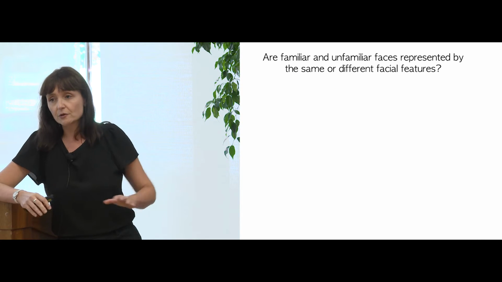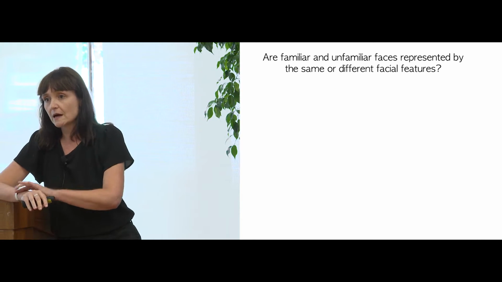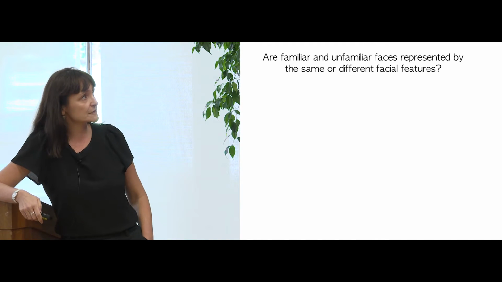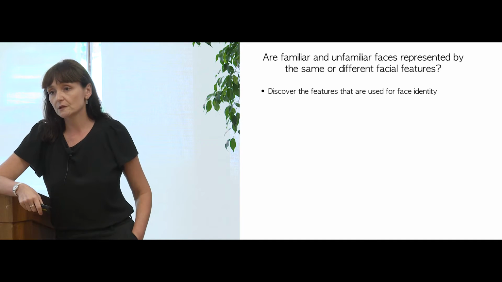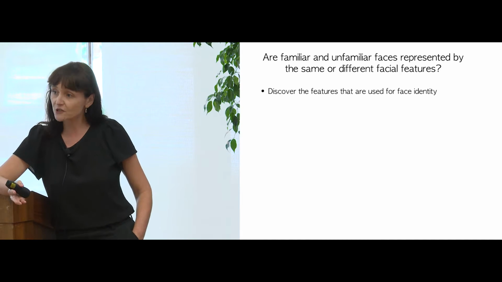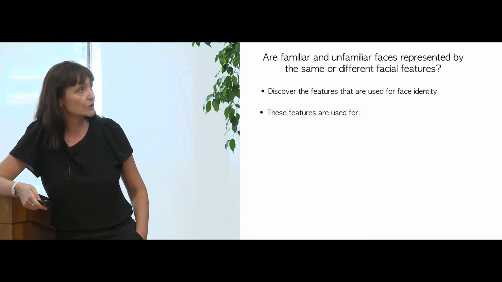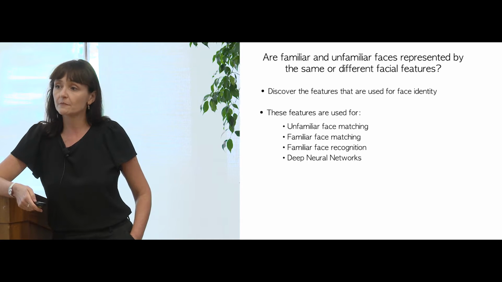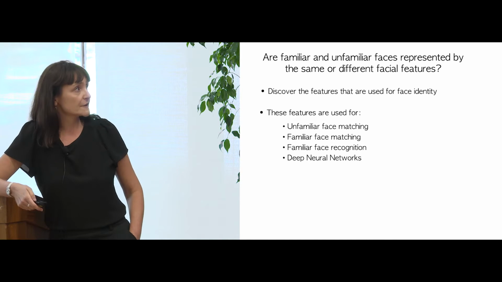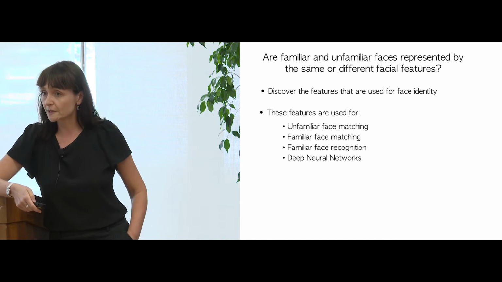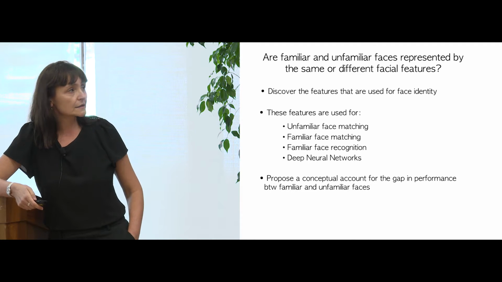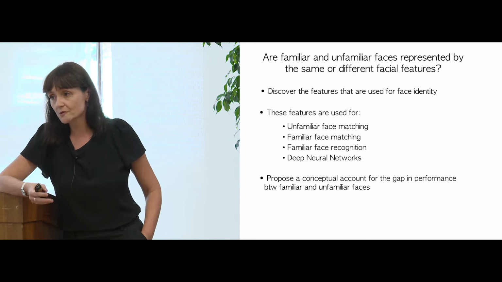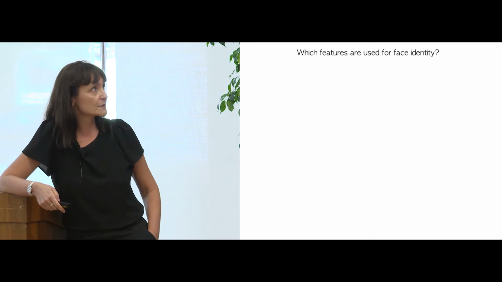All right, so I'm going to spend the next 15, 20 minutes trying to answer these questions. Are we using the same features for familiar and unfamiliar faces? First, I'm going to show you a method that we use in order to answer the question, which features are actually used for face identity. Then I'm going to show you that those features that we discovered are used for unfamiliar face matching, familiar face matching, familiar face recognition, and also by deep neural networks. And then at the end, given that we're using the same features for familiar and unfamiliar faces, I'll try to propose a conceptual account for this gap in performance.